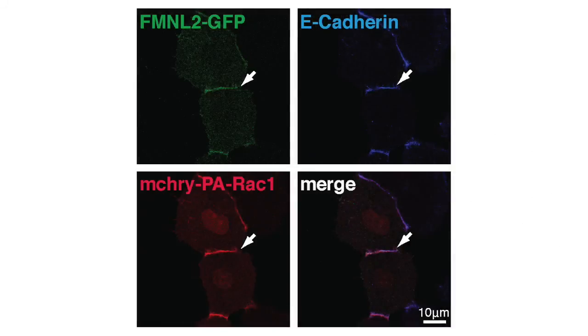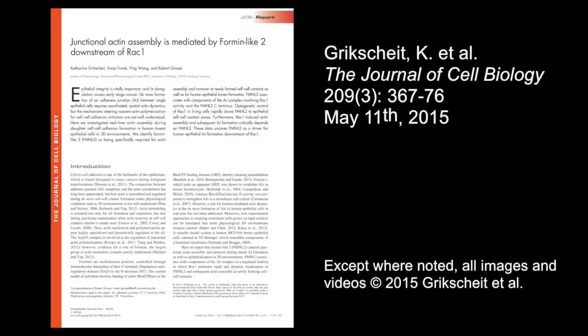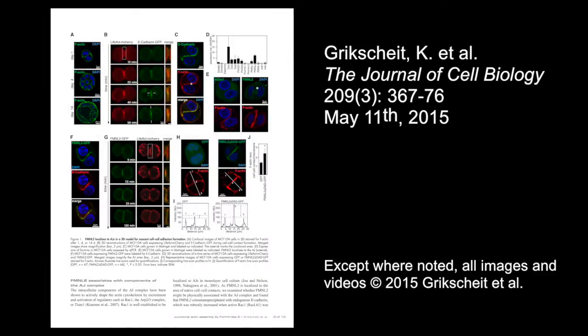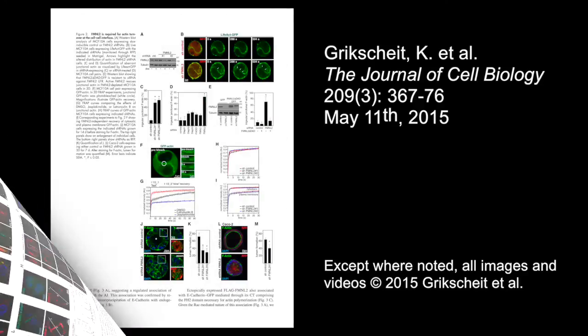Grosse and colleagues also want to investigate precisely how FMNL2 is recruited to adherens junctions, a process that requires the Formin C-terminal domain. In the meantime, however, you can learn more about how junctional actin assembly is mediated by Formin-like 2 downstream of Rac1 in the paper by Grikscheit et al., published in the May 11, 2015 issue of the Journal of Cell Biology.